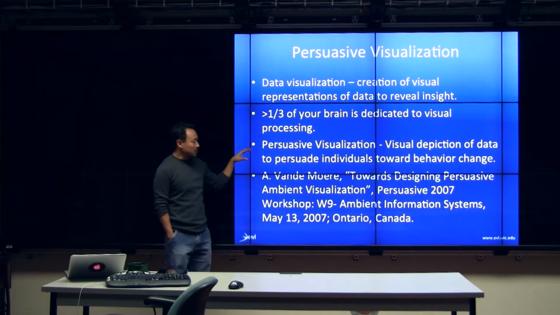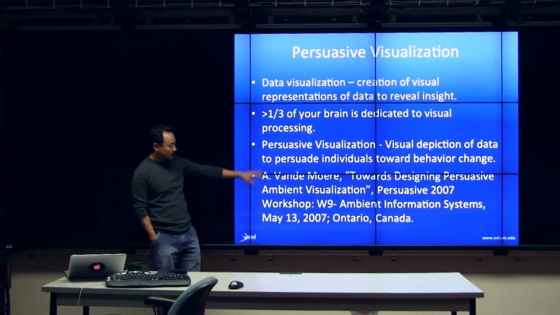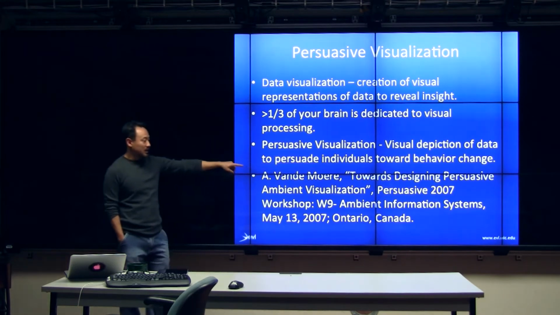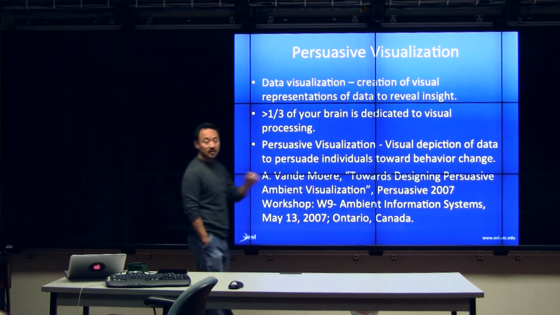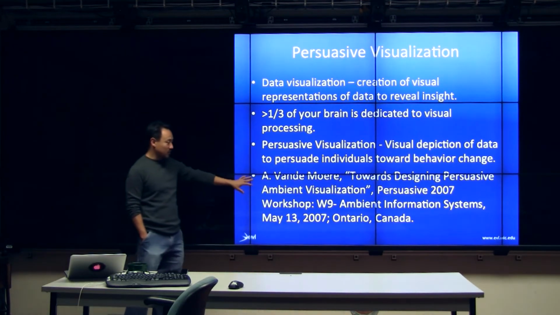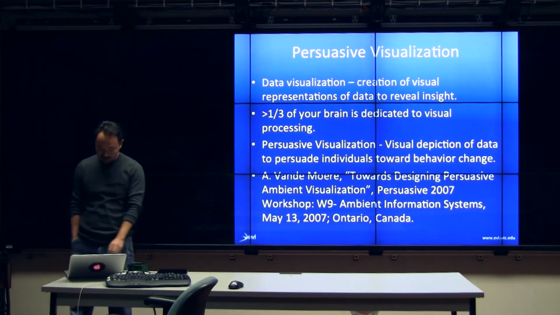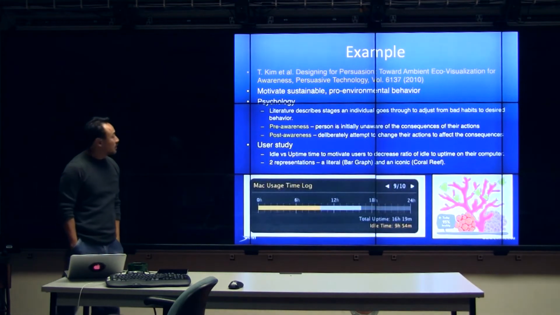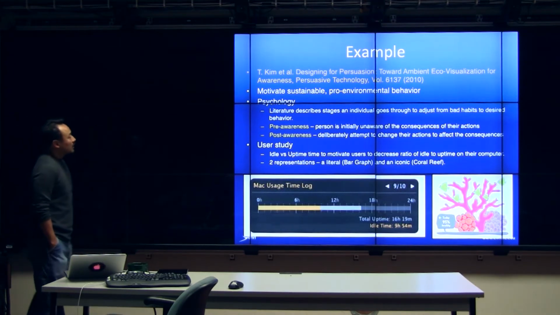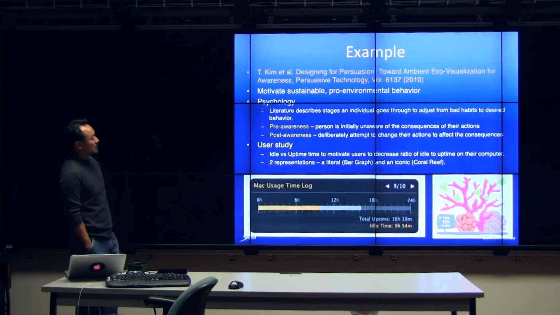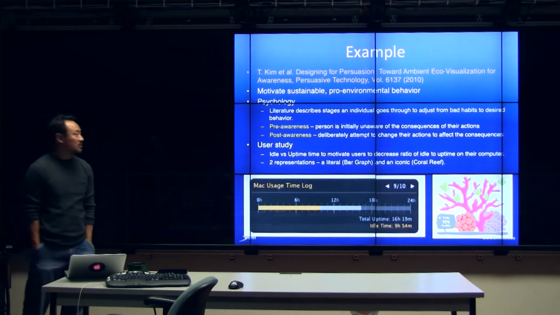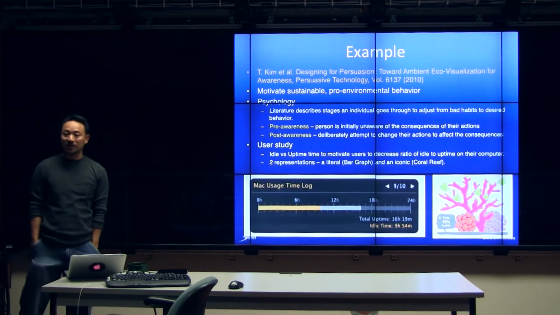So the term persuasive visualization was coined by Vanvoor in a paper that was, I think, part of a workshop in Persuasive Technologies, Persuasive 2007. Persuasive Technologies is a conference started by Fogg, our Stanford gentleman. And that's where he first coined the term persuasive visualization. And so here's an example of one that was published in 2010. And here the application was basically on eco visualization, getting people to be more aware about how they use energy so they could be friendlier to the environment, right?